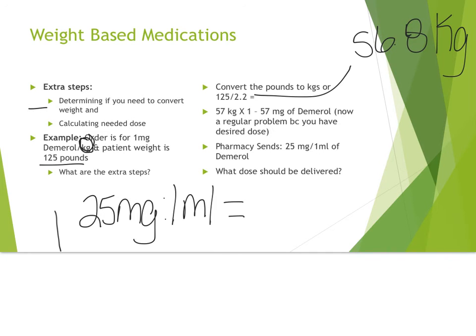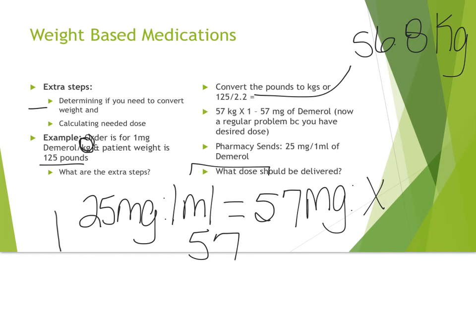And what was your desired dose? Desired was 57 milligrams, right? And we're solving for x. So your insides go together. So 1 times 57 is obviously 57, and 25 times x is 25x. We know that the milligrams cancel out, and we are therefore figuring for mLs.